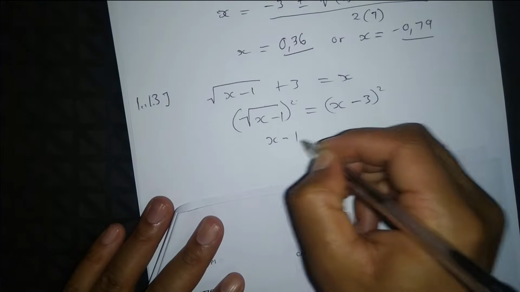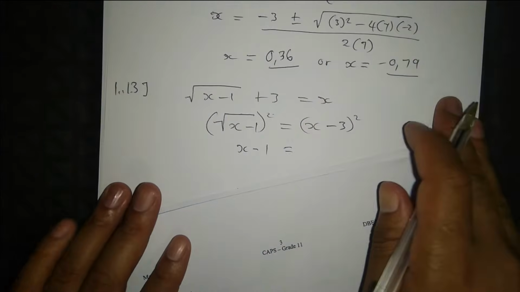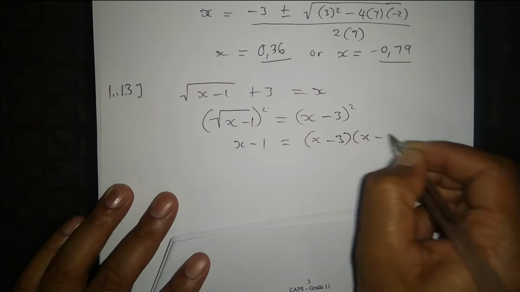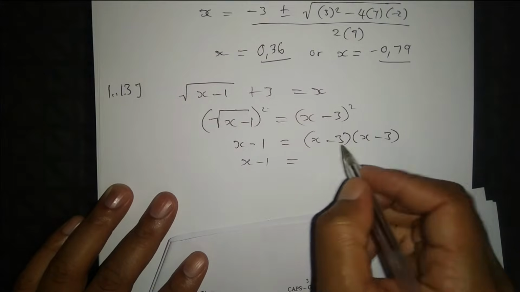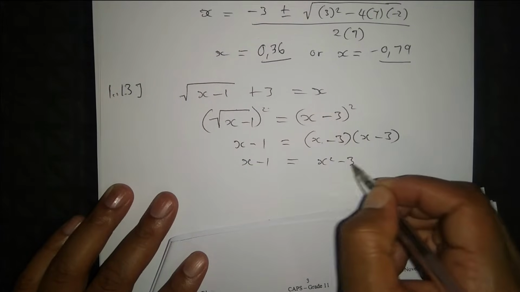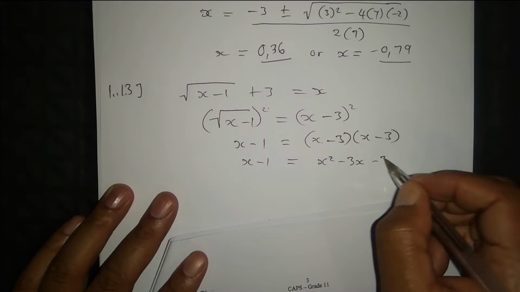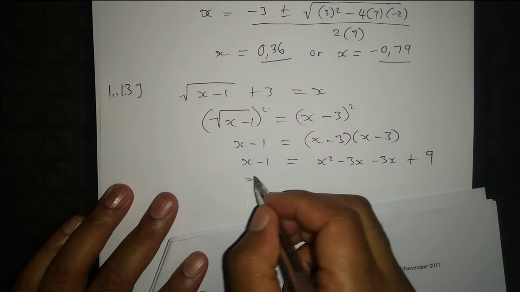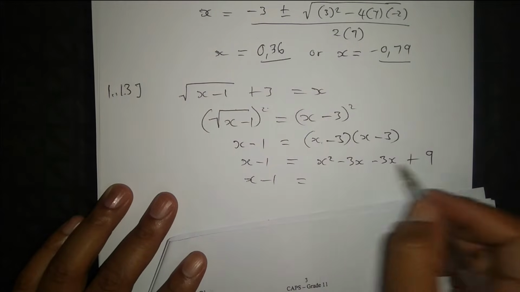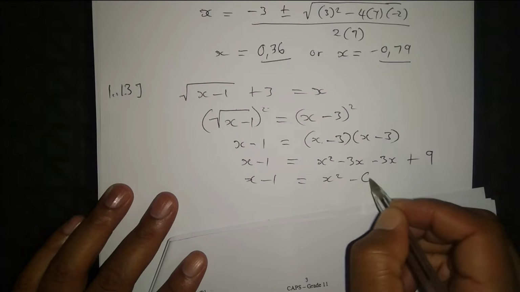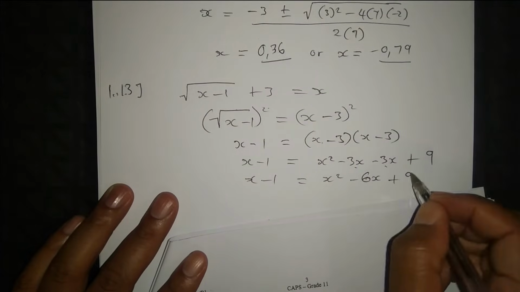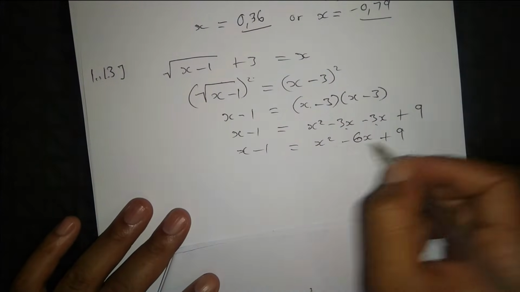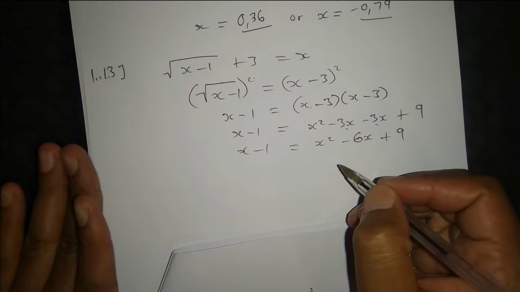The square root cancels the square, so x − 1 equals (x − 3) squared. Expanding, x − 1 is equal to x squared minus 3x minus 3x plus 9. Combining like terms, x squared minus 6x plus 9. Therefore, from a surd equation you have converted to a quadratic equation.